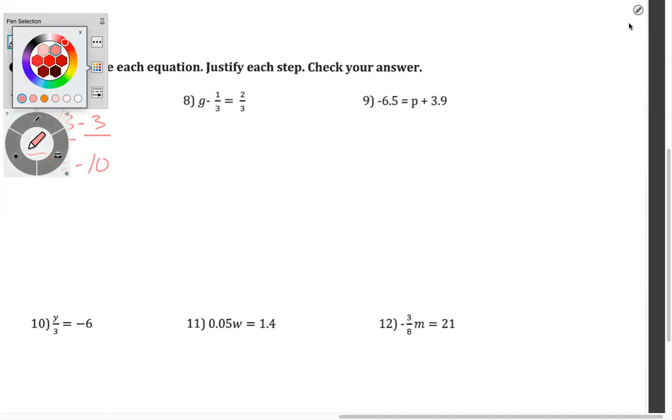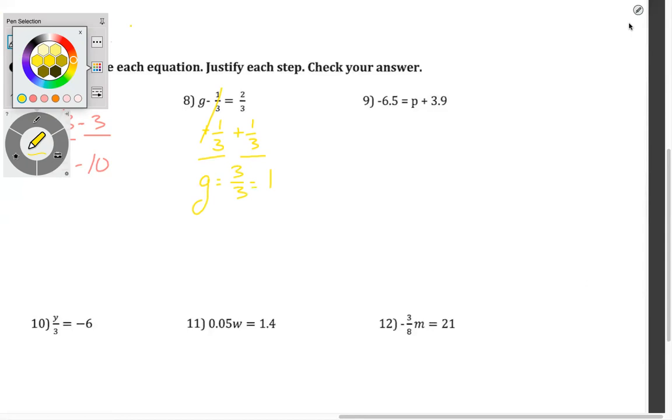Katie, what's your favorite color? Ooh, yellow. All right. Well, let's see what we got here, writing it. So, Katie, how do I get rid of -1/3? +1/3? Ooh, impressive. Yeah, let's add 1/3. Those cancel. G equals 2/3 plus 1/3 is 3/3. Or what's 3/3, Katie? 1. Perfect.